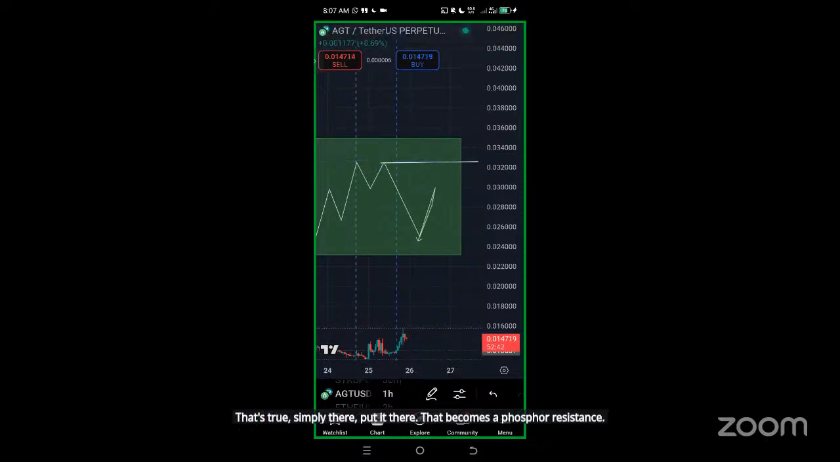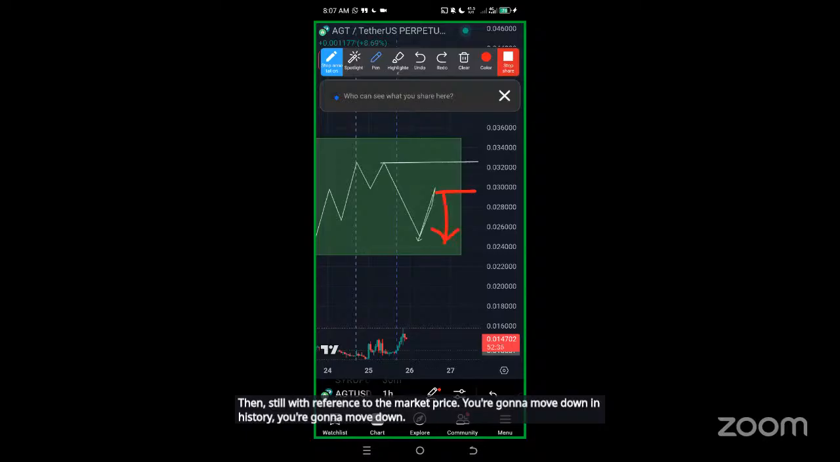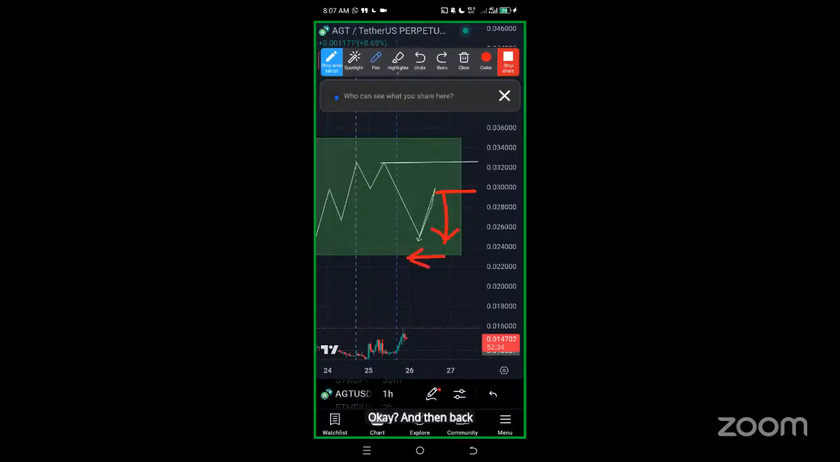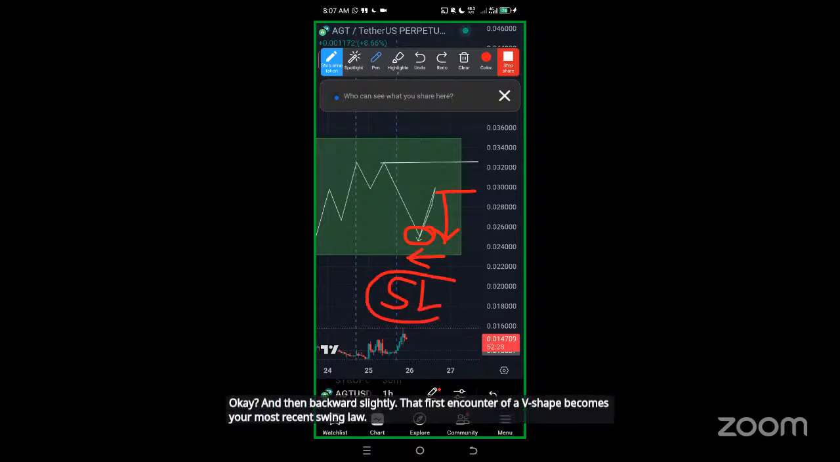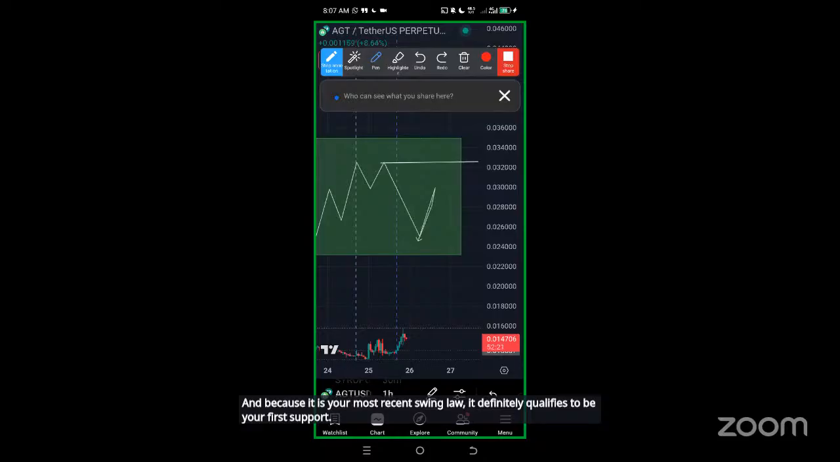Then, still with reference to the market price, you're going to move down in history, and then backward slightly. That first encounter of a V shape becomes your most recent swing low. And because it is your most recent swing low, it definitely qualifies to be your first support, because you're making reference to the market price.